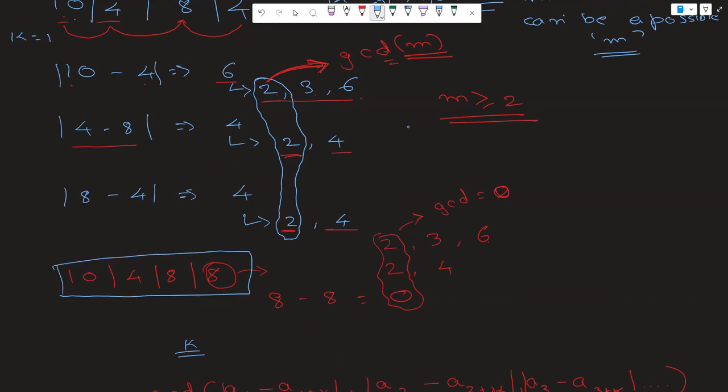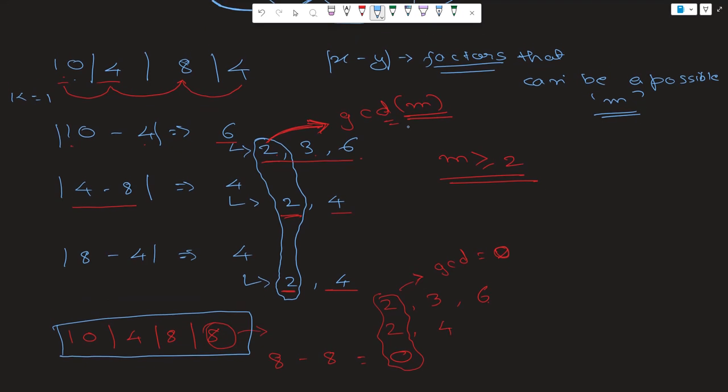Last time we had 10 4 8 4 as our array. If we now consider 10 4 8 8 as our array, what will happen? The first subtraction will give me 6, with 2, 3, 6 as its factors. Now subtracting 4 and 8 will give me 4, with 2 and 4 as its factors. And now if we subtract 8 minus 8, this will give me 0.